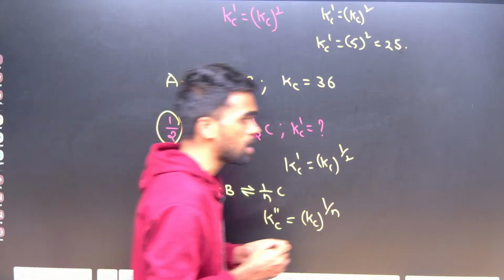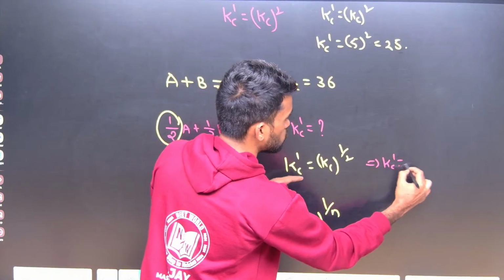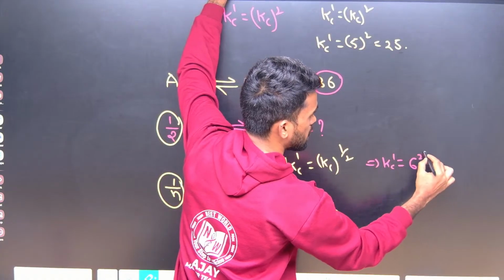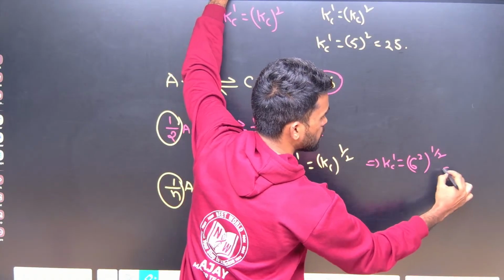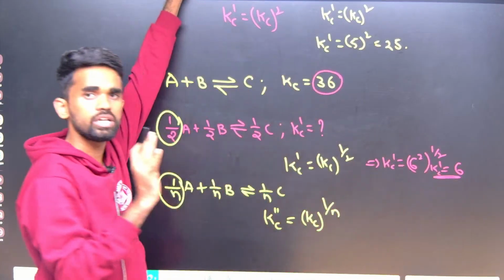So what will be the answer here? Kc dash is equal to Kc to the power 1/n. So 36 is nothing but 6 squared, I can write it to the power 1/2. So it means it is 6. Kc dash is equal to 6 here. So this is how you need to solve the questions.